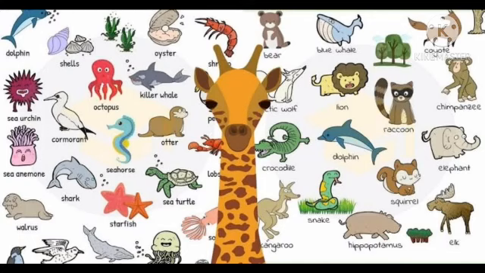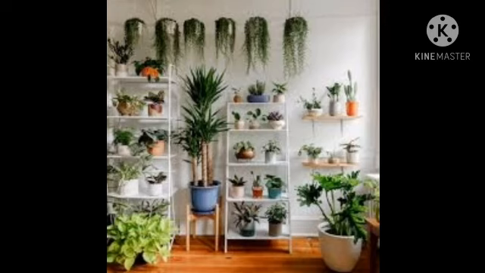In the last video, we learned about animals. Now today, we are going to learn about plants, trees, shrubs, etc. So, let us start with lesson number 4, Green Earth.